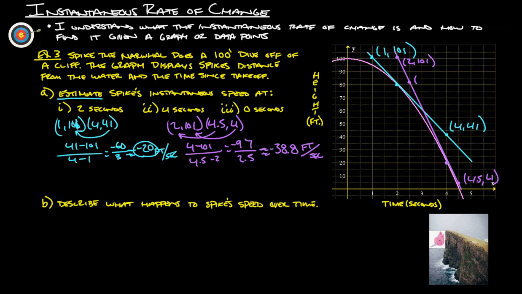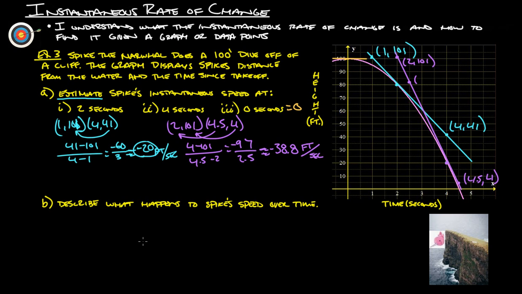Okay, and then the last one here for this piece up here is, let's see, Spike's instantaneous speed at 0 seconds. That's right here, right? So we make ourselves a nice flat line up here. And guess what that's going to be? That's going to be 0. It's not changing at all because that's right before, like right as Spike is getting ready to jump.